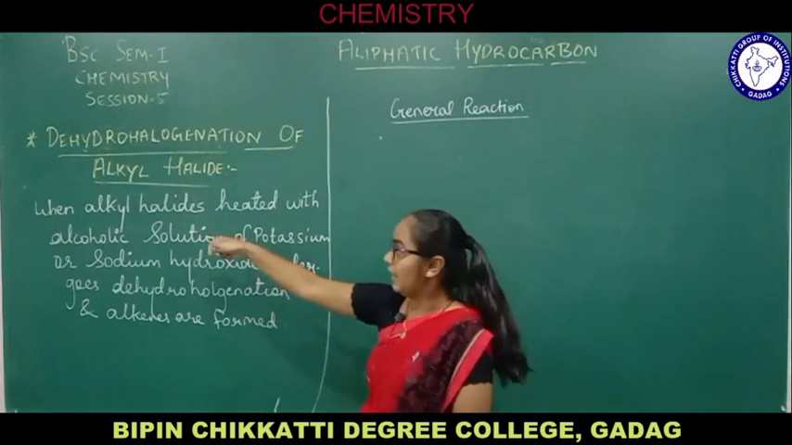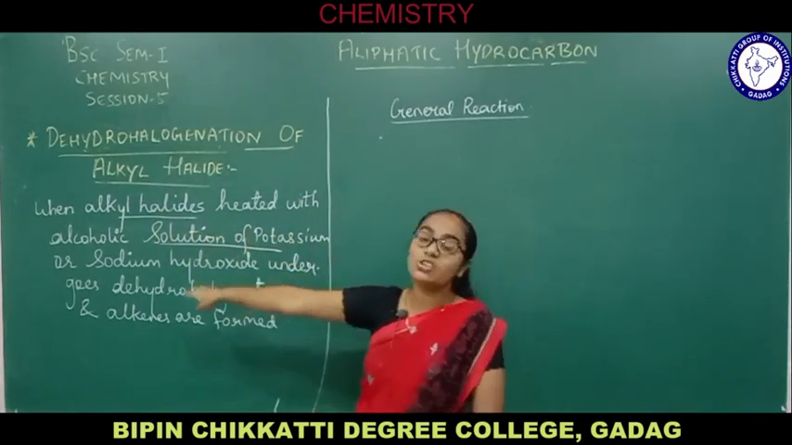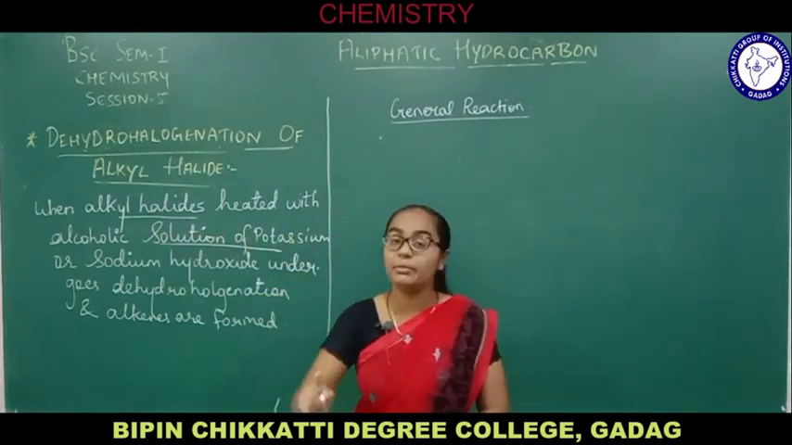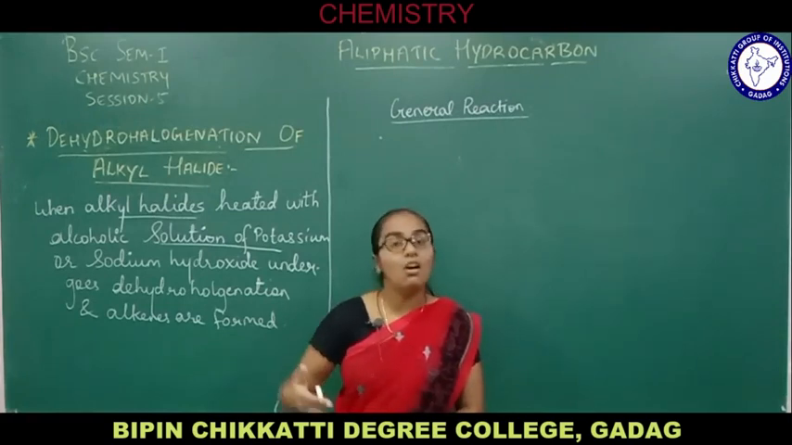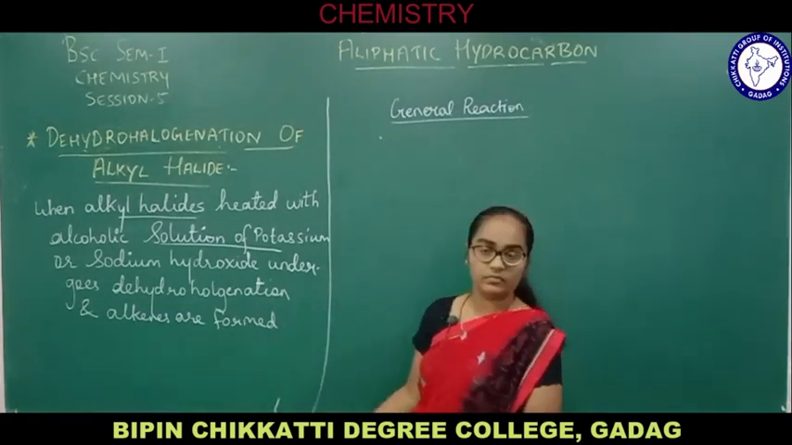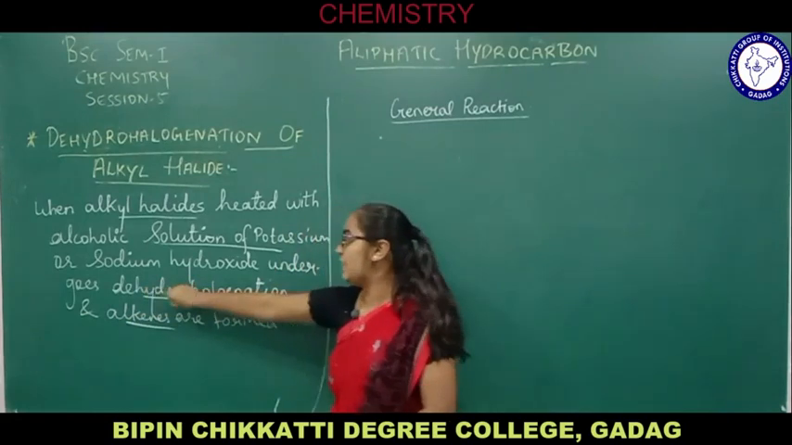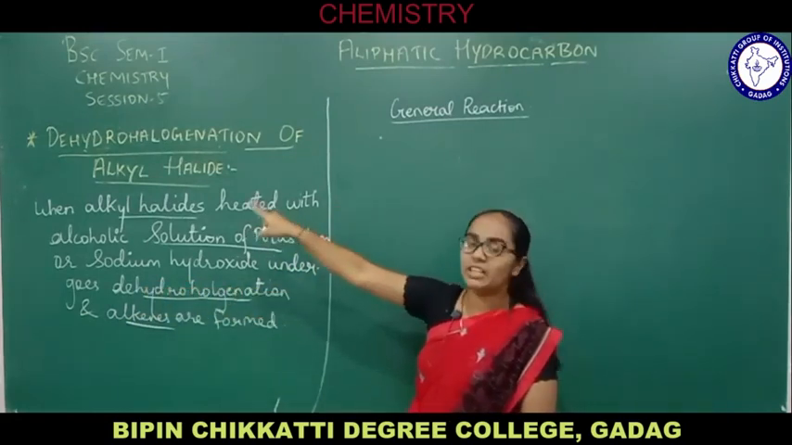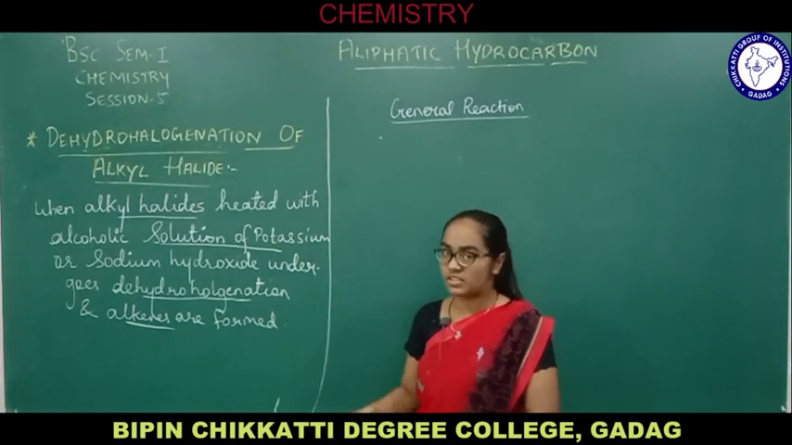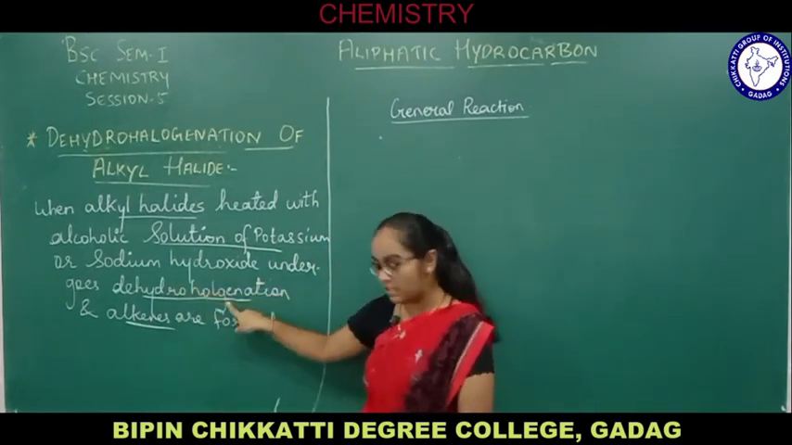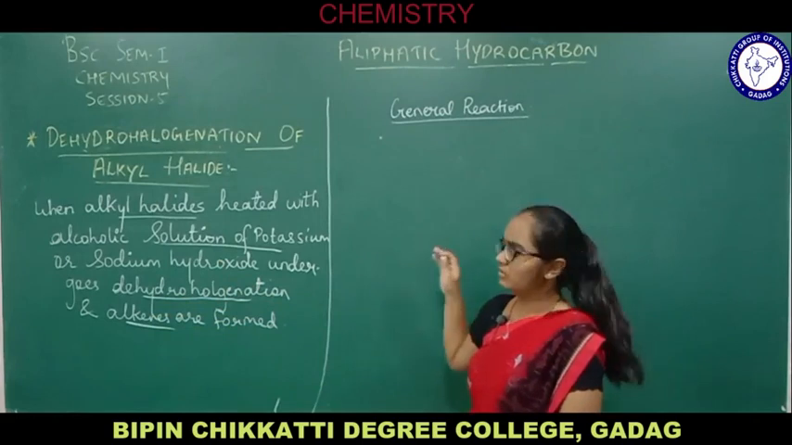When alkyl halide is heated with an alcoholic solution of potassium or sodium hydroxide, here the alkyl halide gets heated with alkalis like sodium hydroxide or potassium hydroxide to yield alkenes by a process called dehydrohalogenation, right? So what is it saying? When alkyl halide is heated with alkalis such as sodium hydroxide or potassium hydroxide, it undergoes dehydrohalogenation to form an alkene. So this is a very simple reaction.